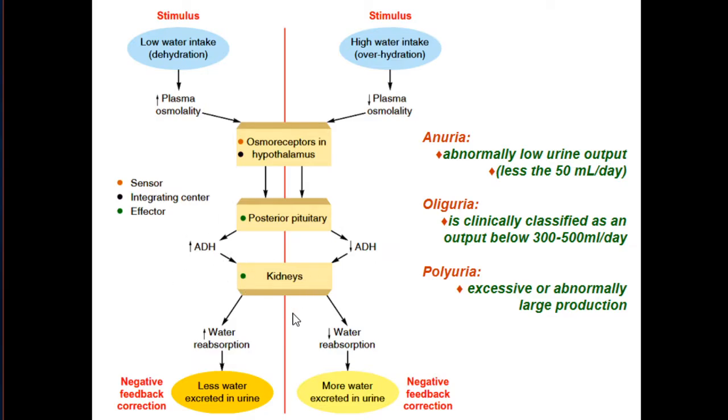More ADH will reach the kidney, which will cause increased water reabsorption. And as such, less water will be excreted in urine. That's the negative feedback correction.